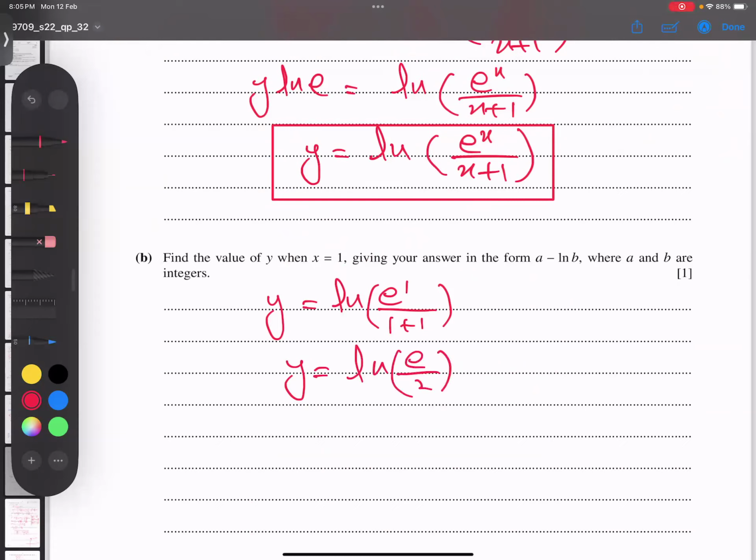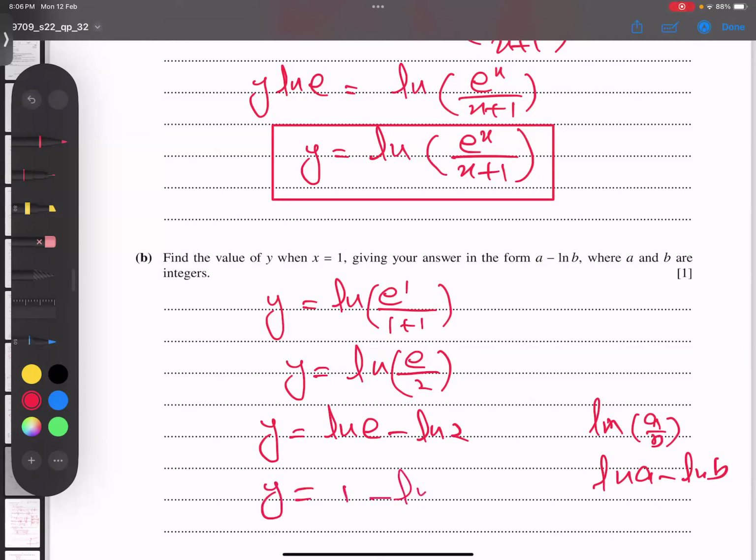But he said to give the answer in this format. So it means the property: whenever we have two functions dividing each other, we can split them by putting a negative in the middle. So it means ln e minus ln 2. And he said both are integers. And ln e is 1. So that is why we can write 1, and then it turns out to be an integer. And this b is also an integer. So Alhamdulillah Rabbil Alameen, I believe the concept is very clear.